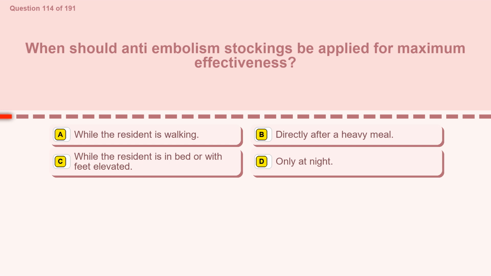Question 114. When should anti-embolism stockings be applied for maximum effectiveness? Option A. While the resident is walking. Option B. Directly after a heavy meal. Option C. While the resident is in bed or with feet elevated. Option D. Only at night.